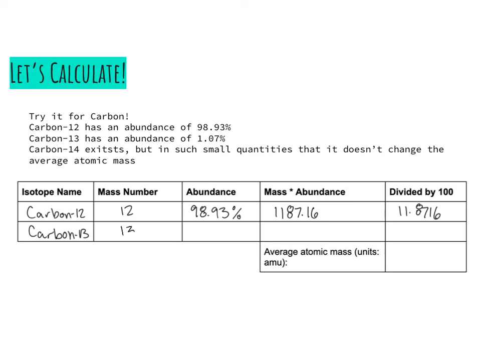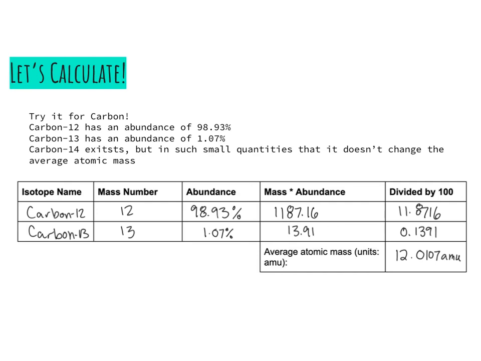Same with carbon-13. With a mass number of 13 and an abundance of 1.07%. Multiplying that, we get 13.91, divided by 100 goes down to 0.1391. So now these are our two partial masses, and then we just add them together, which gives us an average atomic mass of 12.0107 AMUs.